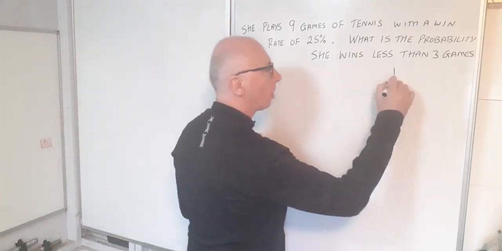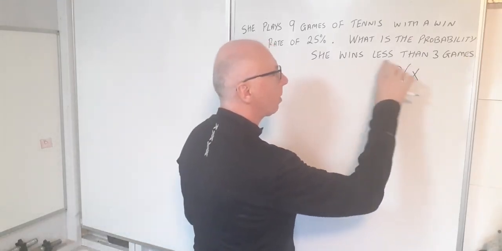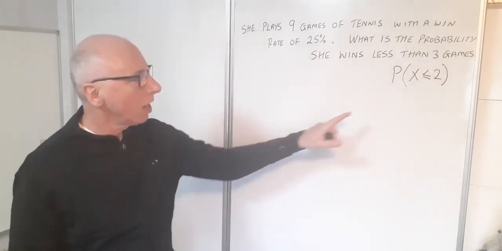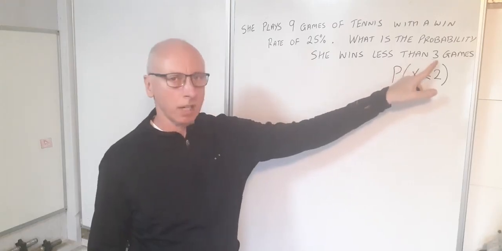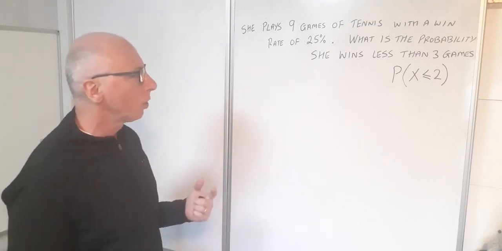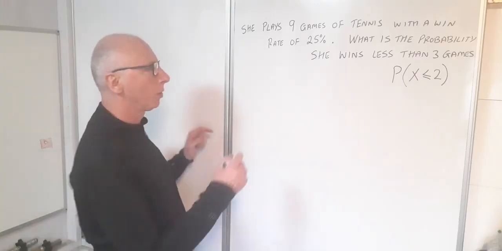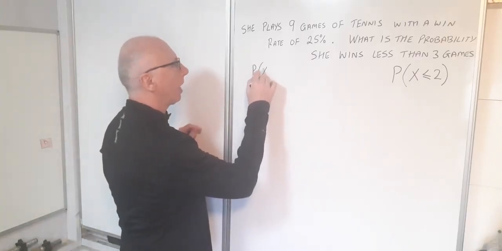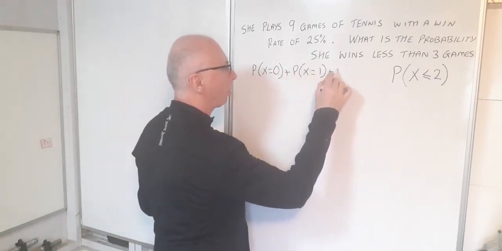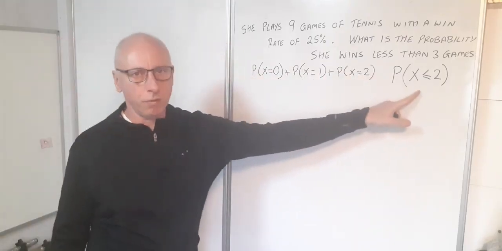So what we're looking for in terms of our distribution, probability x less than 3, so we want less than or equal to 2. That's kind of what we're looking for. Less than 3, 3 is not included, but 2 is. So probability x is less than or equal to 2. What we've got there is a cumulative of x equals 0, 1 and 2. So probability x equals 0 plus probability x equals 1 plus the probability x equals 2. That's what we're looking for with that.